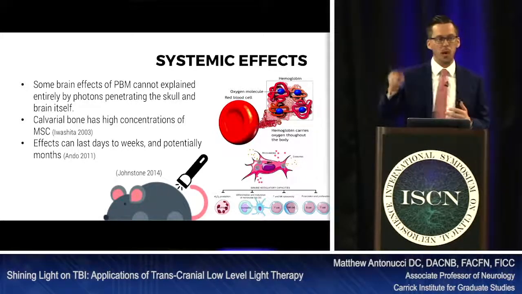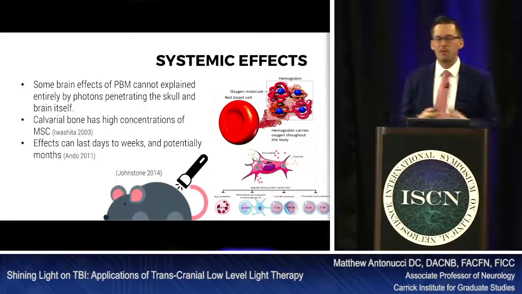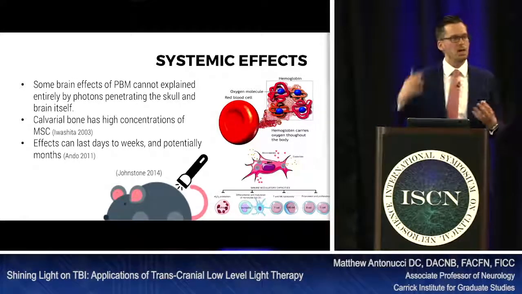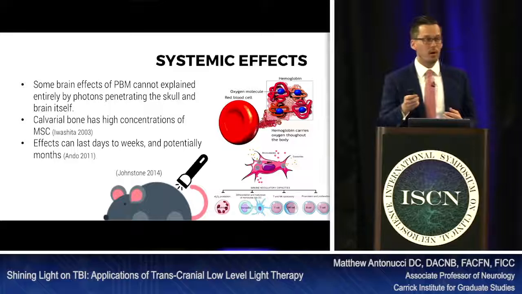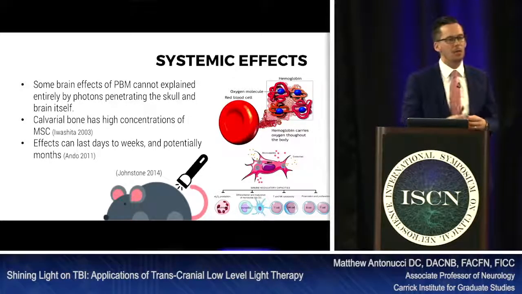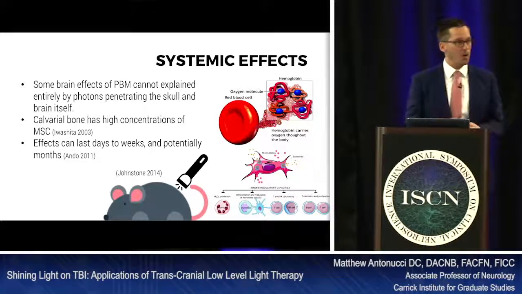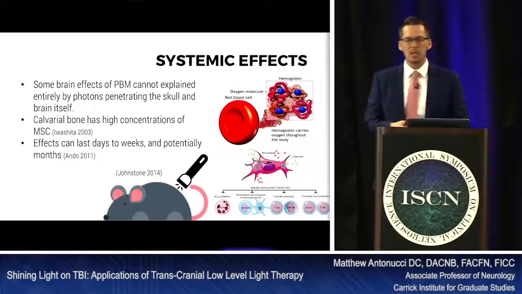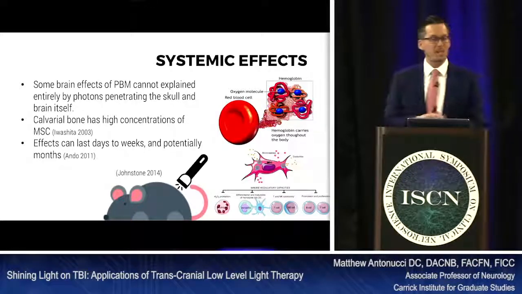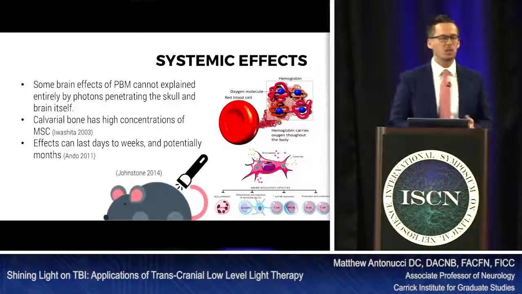It wasn't on their spinal cord. It wasn't anywhere in the nervous system. It was on their actual tibia. So some of the effects of photobiomodulation cannot be explained entirely by photons penetrating the skull and accessing brain tissue. However, what they have shown is that in 2003, the calvarial bone has really high levels of mesenchymal stem cells that exist inside there. So maybe there is some photoactivation of mesenchymal stem cells. And they also showed in 2011 with Ando that the effects can last days to weeks and potentially even months after the stimulation stops. So there are systemic long-term effects that happen there.